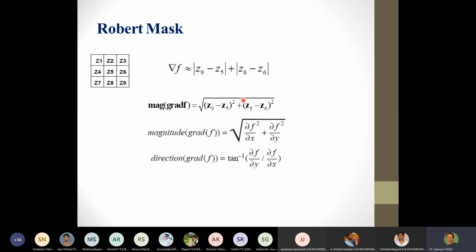As a result, it would be a good idea to approximate the magnitude of any mask for that matter in this particular form, that is just as the modulus of the difference, which is Z9 minus Z5 plus Z8 minus Z6, instead of going for the actual calculation. So this approximation is mainly for implementation. If you're doing it on a computer, definitely we are not much bothered about the resources. Then we shall go for the exact value where we will be doing square and square root operations.